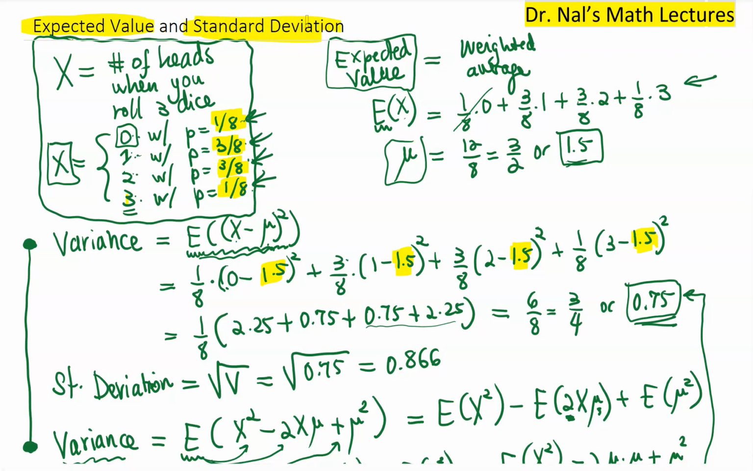Depending on the situation that you have, one might be more important than the other. But in most cases, the expected value and the standard deviation or the variance are the most important ones, it turns out.